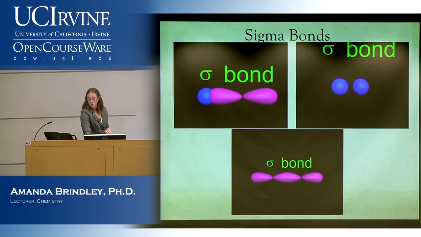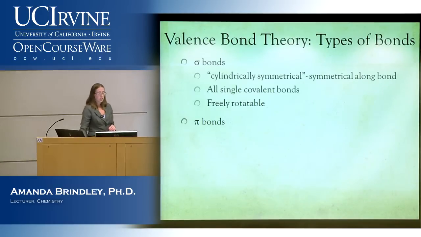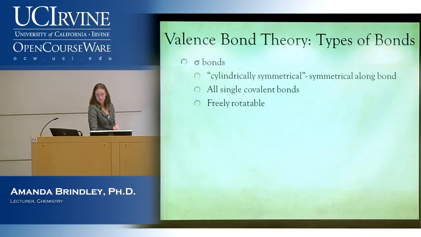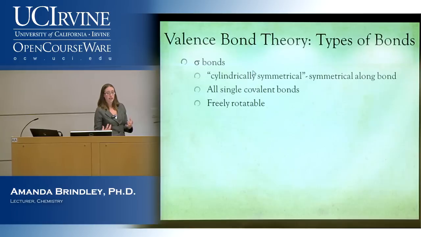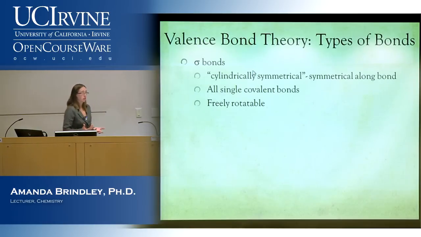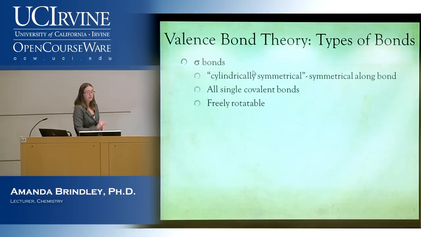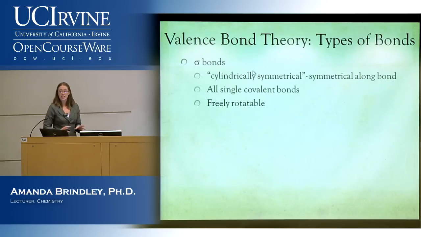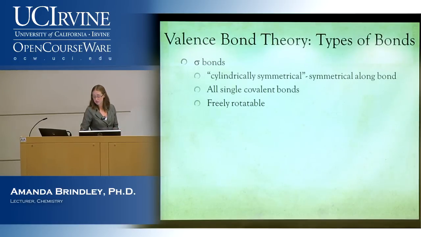Okay, so let's look at this slide one more time and go over it again. Cylindrically symmetrical just describes that shape. Think of a cylinder. What does the cylinder look like? That's what we mean by the symmetrical part. They're all your single covalent bonds, so we talked about that before. If you have a single bond, or the first bond in any of your double and triple bonds, those are sigma bonds. And they're freely rotatable.